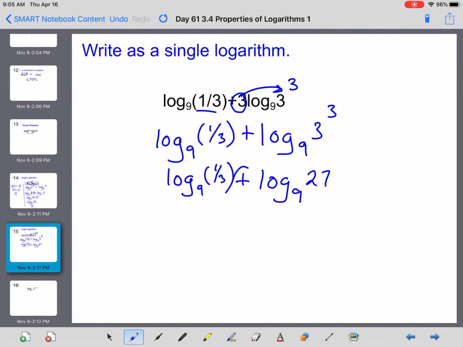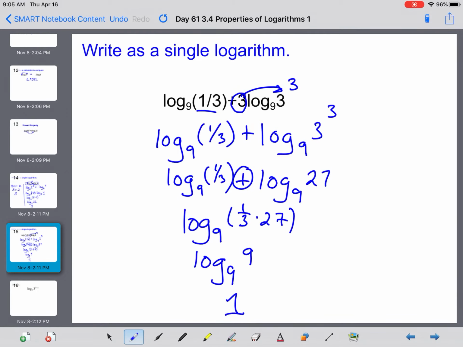So let's see what we have here. Looks like I'm adding these two together. So using my product property, I'm going to go ahead and take 1/3 times 27, which gives me 9. So I'm left with log base 9 of 9. 9 to what power is 9? Well, 1.